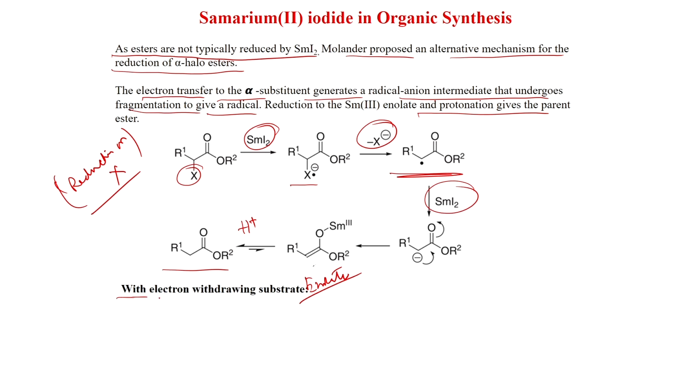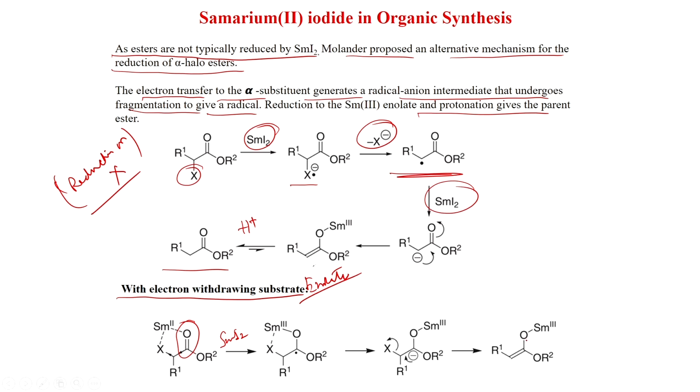Now, if you have an electron withdrawing substrate, then also this kind of mechanism might operate, because X can coordinate with samarium and this A star is getting activated. Once it is getting activated, then the samarium iodide can react with the carbonyl of the A star to generate this radical anion, and after that again another samarium iodide comes to generate the anion, and after the anion you get the elimination of X minus, you get the enolate, and this after proton source you get this.